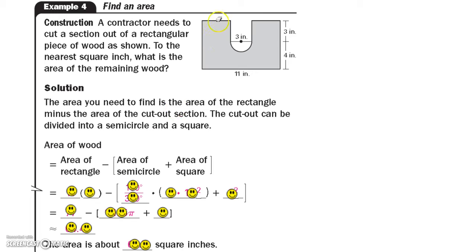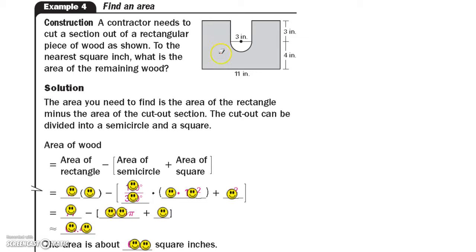Well, basically, to the nearest square inch, what is the area of the remaining wood? We can get the area of the entire rectangular piece, and then we can also get the area of the missing piece and subtract, and the difference is going to be the area of the remaining wood, right? Okay, well, how are we going to get this area? We don't have a formula for an area of a shape like this.